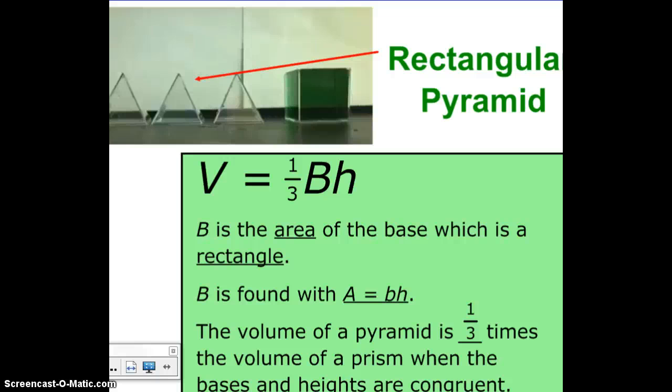The volume of a pyramid is 1/3 times the volume of the prism when the base and the heights are congruent. So again, the size of the base was the same on my pyramids and my prism, and the height was the same. You can see that the height of the pyramids matched the height of the prism.